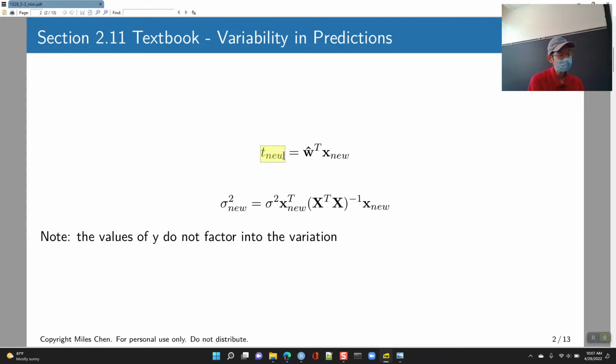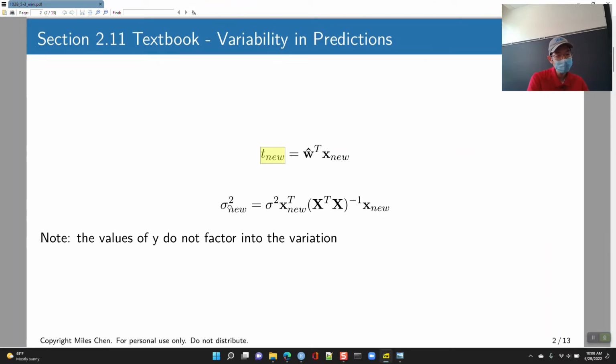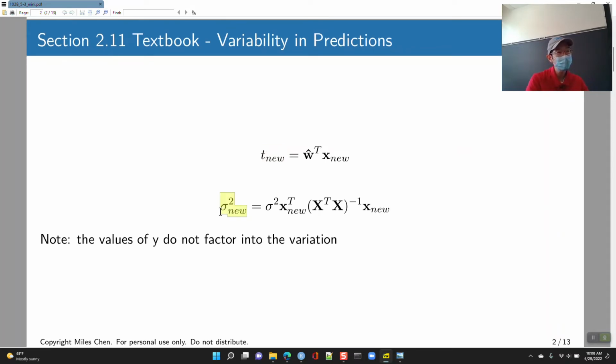And the question is, how much variance do we have in this new predicted value? If you follow all of the derivations in the textbook, the solution ends up being this. How much variance do we have in the prediction? Meaning, if somebody else were to gather data from the same population and fit another linear model, because their observations are subject to randomness, maybe their slope and intercept will be just ever so slightly different, right?